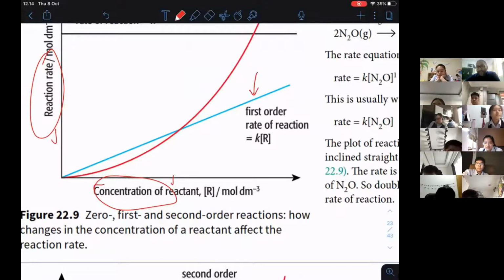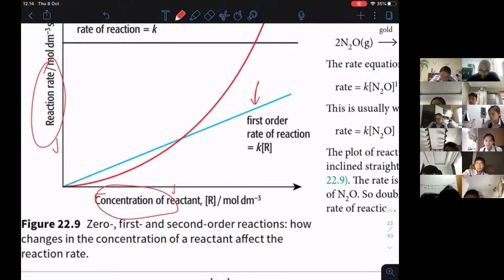Okay, the blue line. Now, some other reactions will not follow the same trend. They will follow a different trend. If you have a straight line, it is called a first order reaction. Why? Because it depends on the concentration. It means it's directly proportional to the concentration of that reactant. If it becomes double, the rate also becomes double. If it becomes triple, the rate also becomes triple. So this one is going to be first order.